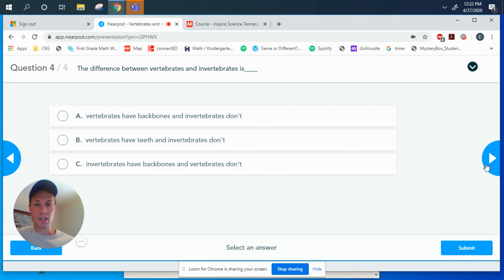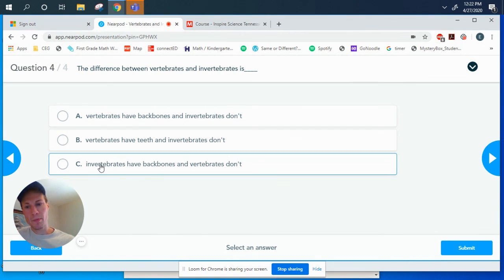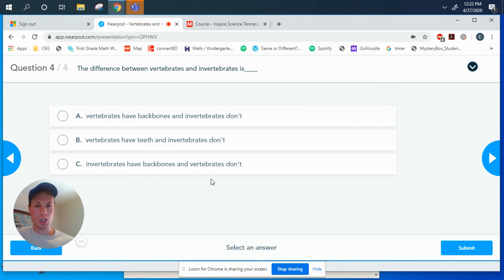And the last question, the difference between vertebrates and invertebrates is: A, vertebrates have backbones and invertebrates don't. B, vertebrates have teeth and invertebrates don't. C, invertebrates have backbones and vertebrates don't. That's a lot to say. Write down your answer.